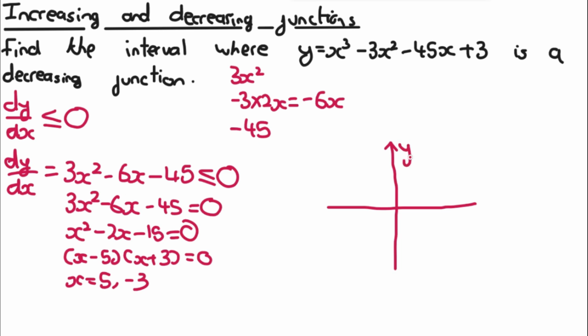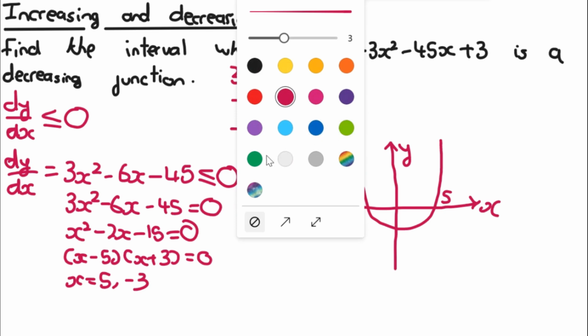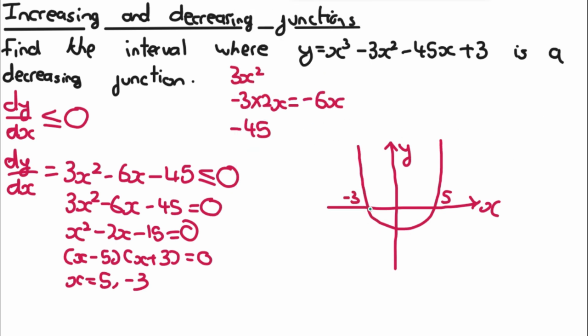So this is y, and this is x. And we know the roots are 5 and minus 3. So again, just a really rough graph, kind of like that, where this is minus 3 and this is 5. And we need to find where this graph is less than or equal to 0. So this is going to be this section here. This is when it is less than or equal to 0, because this is when it is below the x-axis.